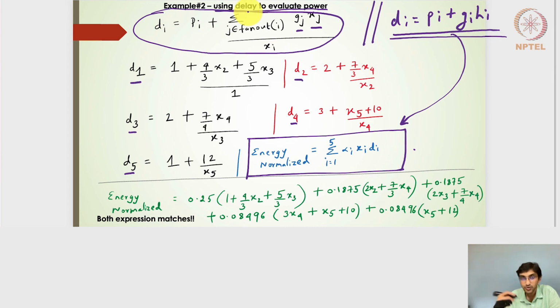D2, the delay of the output of the 2-input NAND gate, has a parasitic of 2, plus Gj Xj. The subsequent stage is a 3-input NOR gate, so I will have 7 by 3 as the logical effort multiplied by X4 divided by X2. Right, so that's what I have written here. Similarly, for D3, I will have a similar expression: 2, the parasitics of the 2-input NOR gate, plus the subsequent stage logical effort of 7 by 3. This should be 7 by 3 multiplied by X4 divided by X3.